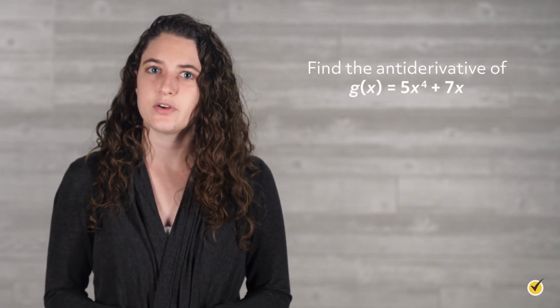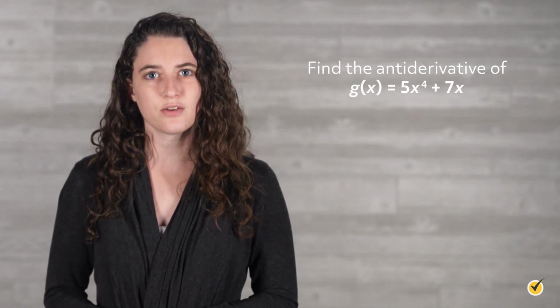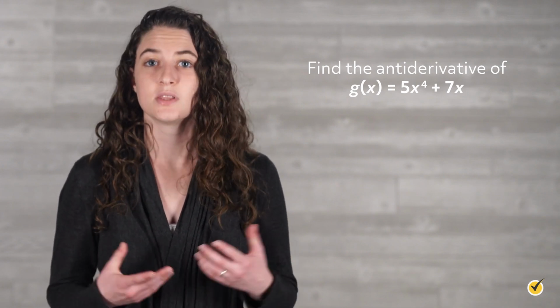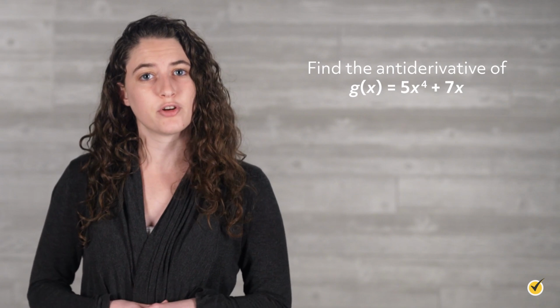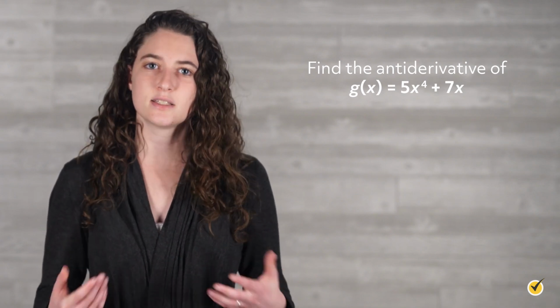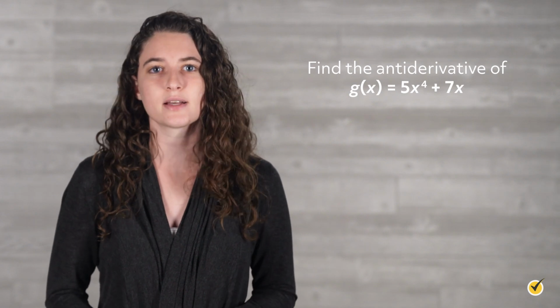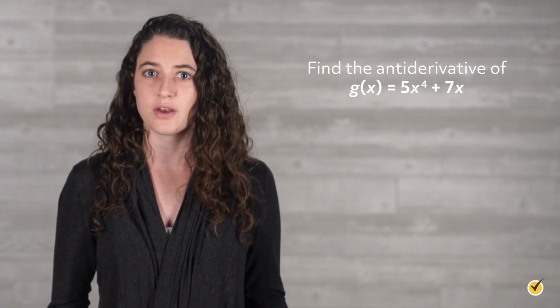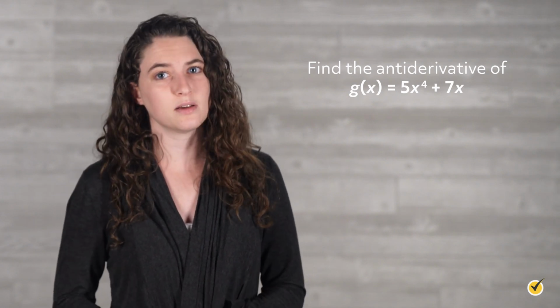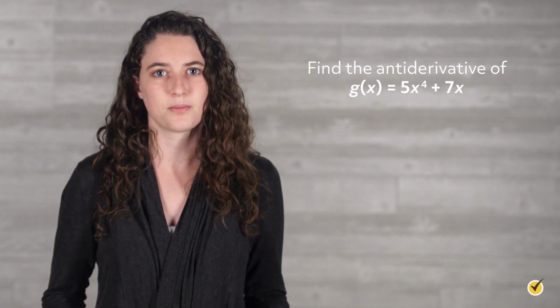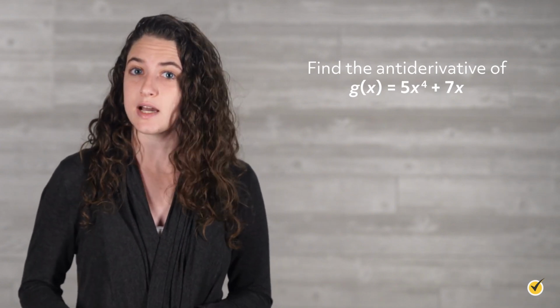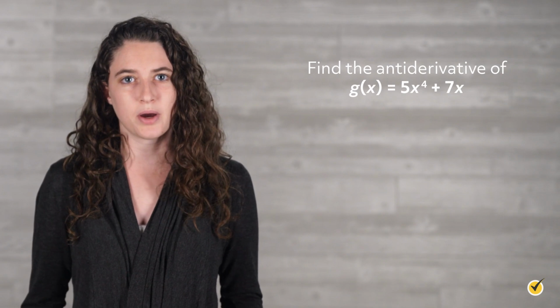Let's try another example. Find the antiderivative of g of x is equal to 5x to the fourth plus 7x. This problem, like the first, requires a reversal of the power rule. Since the power rule tells us that we can find a derivative by multiplying by the power of x and then reducing the exponent by 1, we are going to do the opposite of these things and in the opposite order. We need to add 1 to the exponent and then divide by the new power.